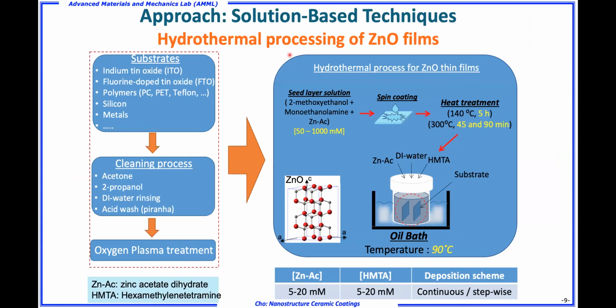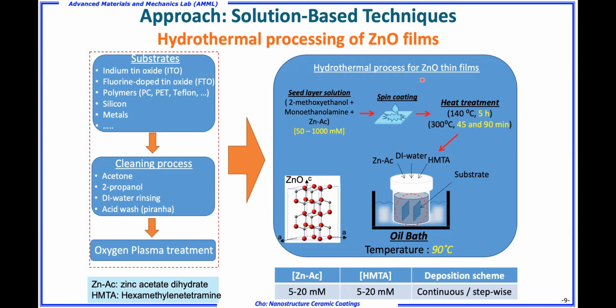This shows one example of the hydrothermal processing of zinc oxide. There are many different substrates that can be used. In fact, we use all of those substrates for our process: some ITO or fluorine-doped tin oxide for the substrate, and also we use polymer, silicon or metal. So the first step would be the cleaning of the substrate surface, followed by oxygen plasma treatment, so that can provide some activation of the surface for deposition, especially for zinc oxide processing.